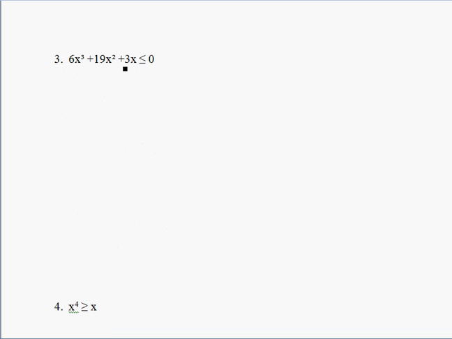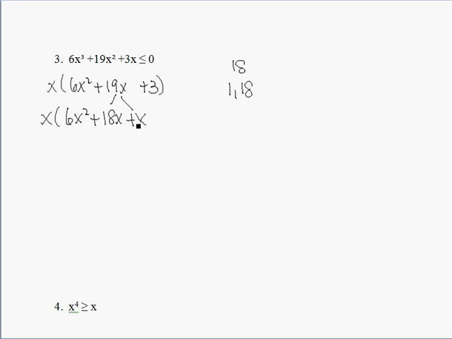Okay, so here we have a cubic, we don't have a quadratic, but the easiest way I find to handle this one is to take out the greatest common factor of x. So that gives me 6x squared plus 19x plus 3. And if I notice, 6 times 3 is 18. Factors of 18 that give me 19 are 1 and 18. So I'm going to rewrite this by splitting the middle term as 6x squared plus 18x plus x, plus 3.